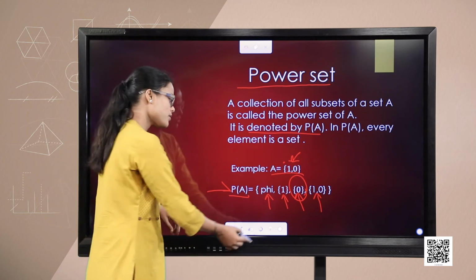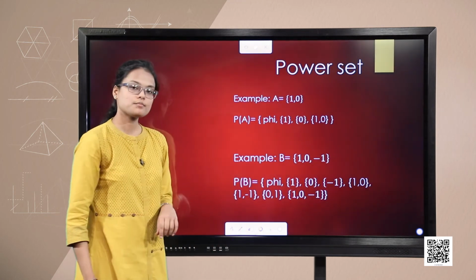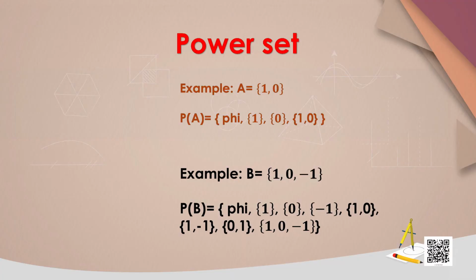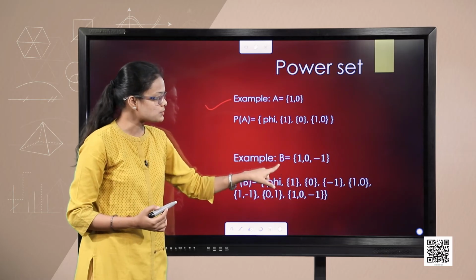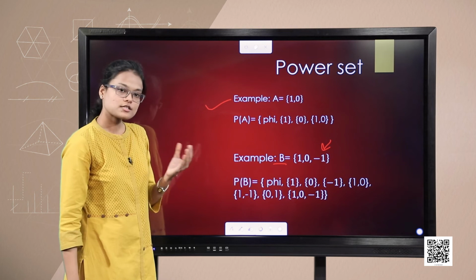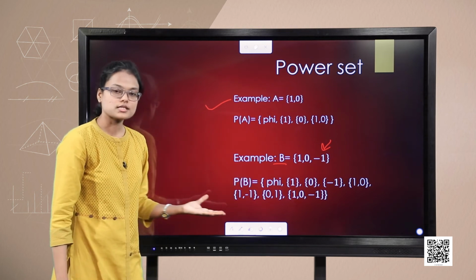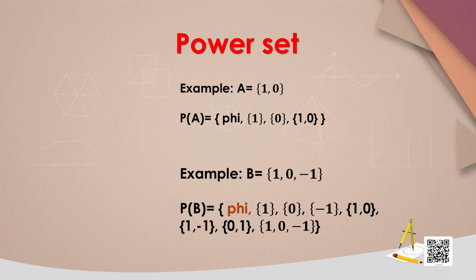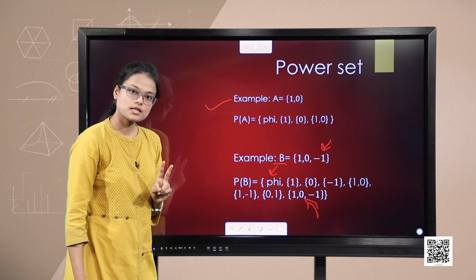Let us take one more example and understand power set more clearly. This example we have already studied. Let us add one element to it, which becomes a new set B. We have added one element, which is -1. Okay? Now, let us first list all the subsets. What are they? Empty set, the set itself. Two subsets will always be there.